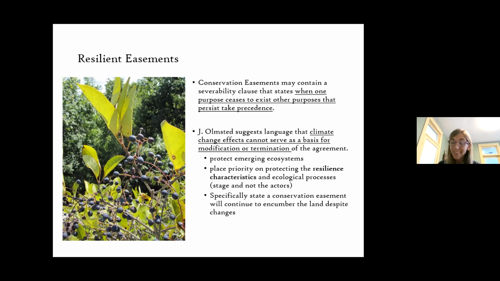It's important for us to think about what are going to be the enduring qualities in the face of sea level rise, in the face of climate change, that are likely to persist on these sites, and that we can be sure and incorporate when we design our easements. Does anyone have any questions about that or any experience thinking that through with your easements?